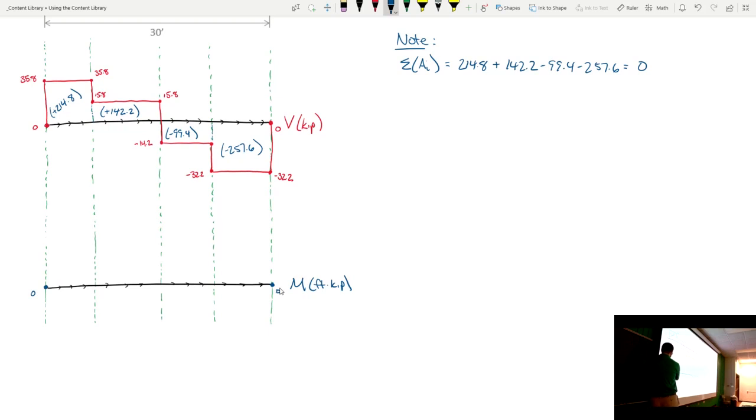Now, from here to here, we look at our areas. And our areas jump up 214.8. So maybe about right there. And so what we have is a straight line segment going like that. And I'm going to explain why it's a straight line here in a second.